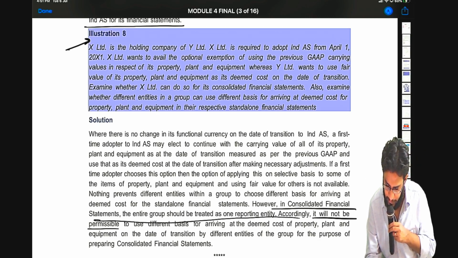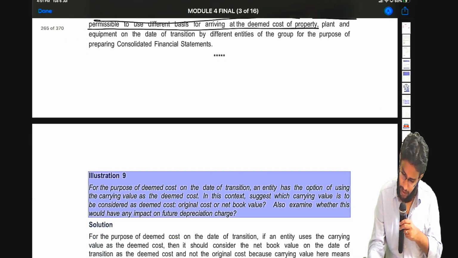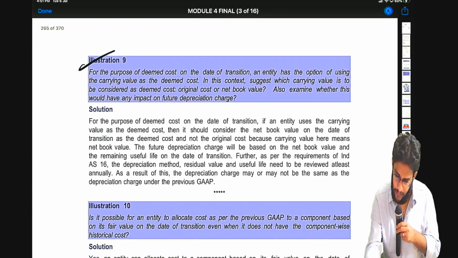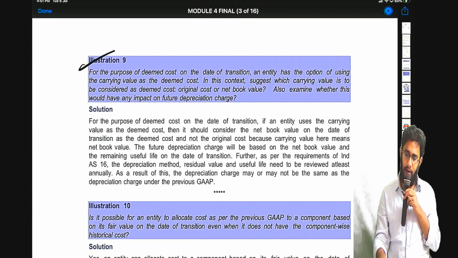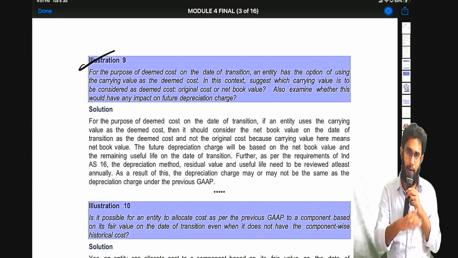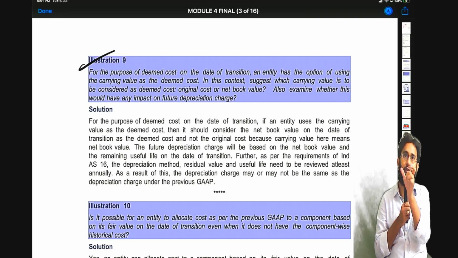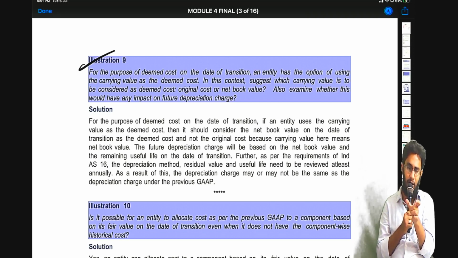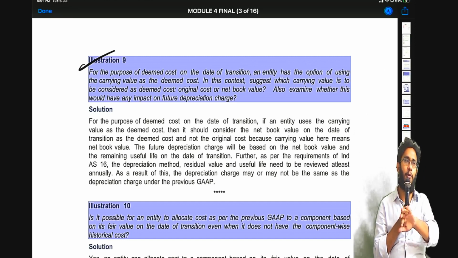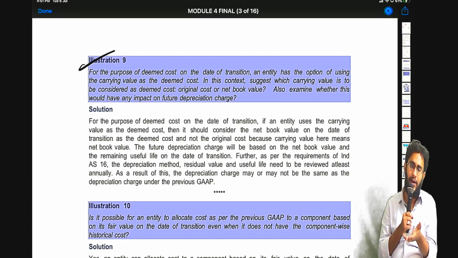It will not be permissible to use different basis for arriving at the deemed cost. It's a very simple question, sir. He is asking, when we say deemed cost, you can carry forward the amount as it is. See, in your AS, you'll have original cost minus accumulated depreciation. Then you'll get the net carrying amount. When I say the AS amount will be carried forward to Ind AS, which amount will you carry forward? Obviously, the net amount only.